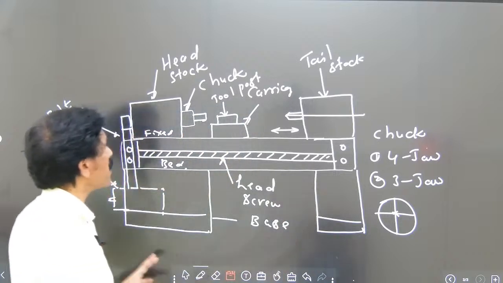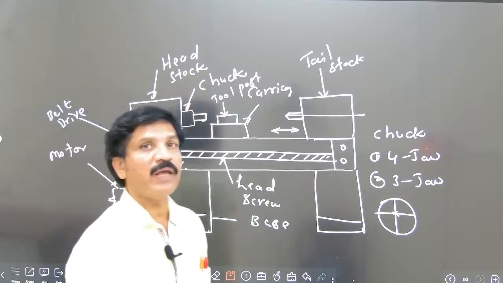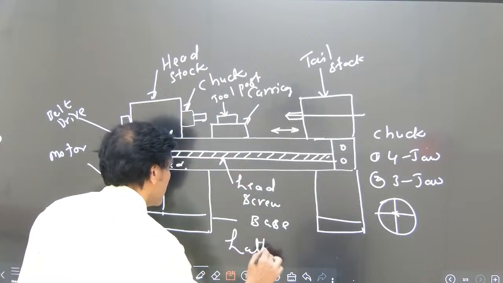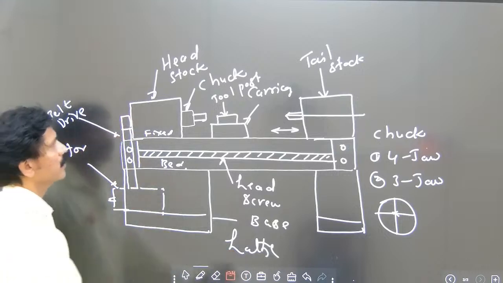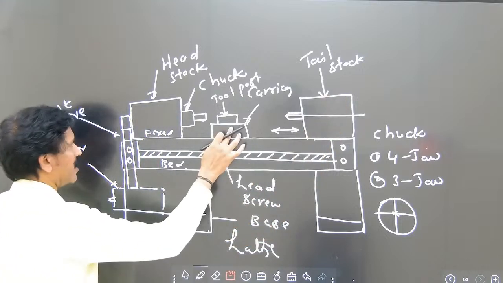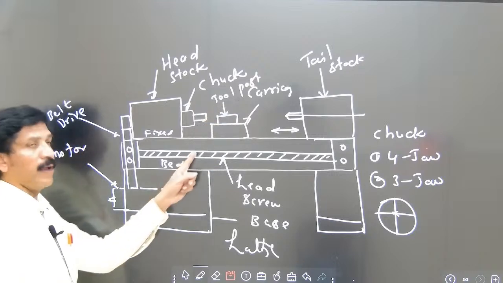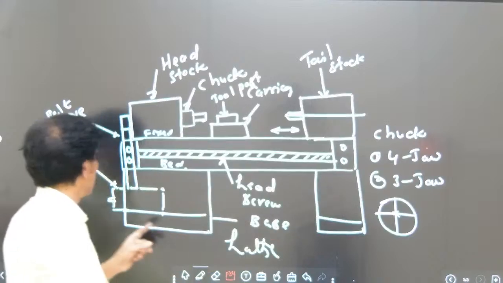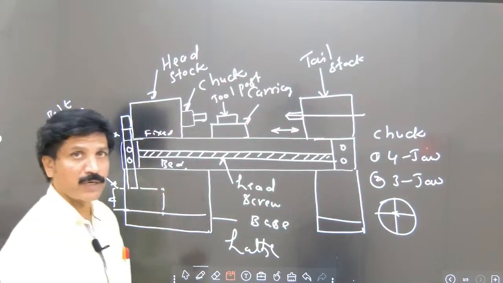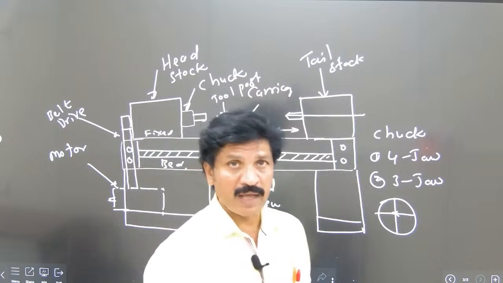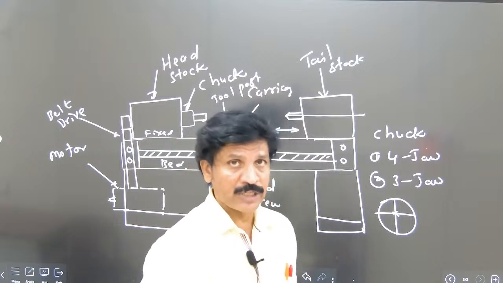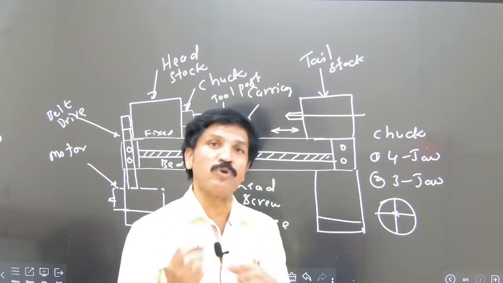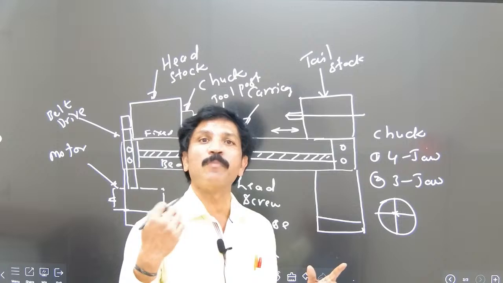These are the important parts and the line diagram of a lathe machine. See here once again. This is the lathe machine: headstock, tailstock, carriage or tool post, lead screw, and bed and base. This is also called the base, and a motor. The motor is connected to the electricity, which converts the electrical energy into mechanical energy. Here the mechanical energy is nothing but motion. What kind of motion? Circular motion. It is connected by means of the belt drive.